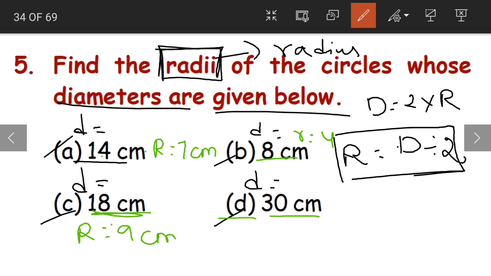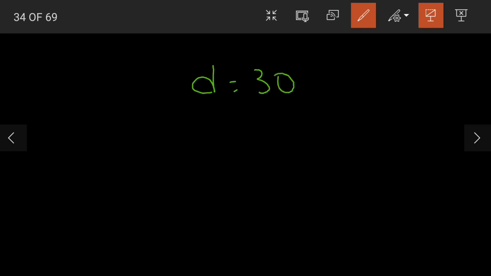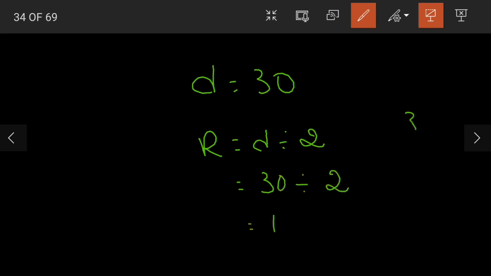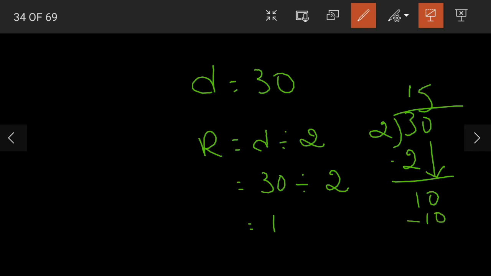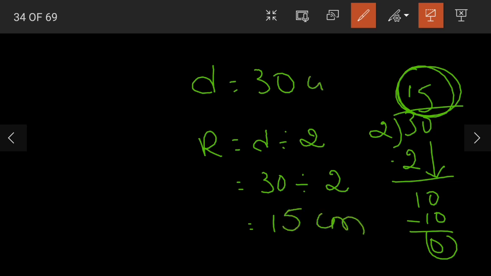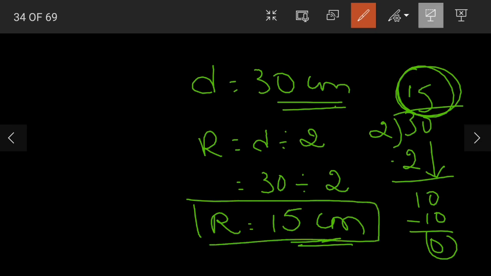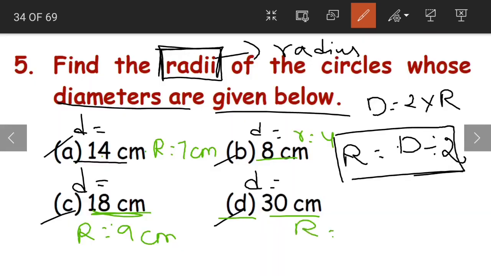Coming to question D, diameter is equal to 30 centimeters. Then radius is equal to diameter divided by 2. 30 divided by 2, that is equal to how much? 2 1s are 2. When we subtract, 1 is remaining, 0 brought down. 2 5s are 10. When we subtract, 0 is our remainder. So what is the answer here, children? 15 centimeters. As the diameter was given in centimeters, we have to write the radius also in centimeters. So the radius for the given question is 15 centimeters.